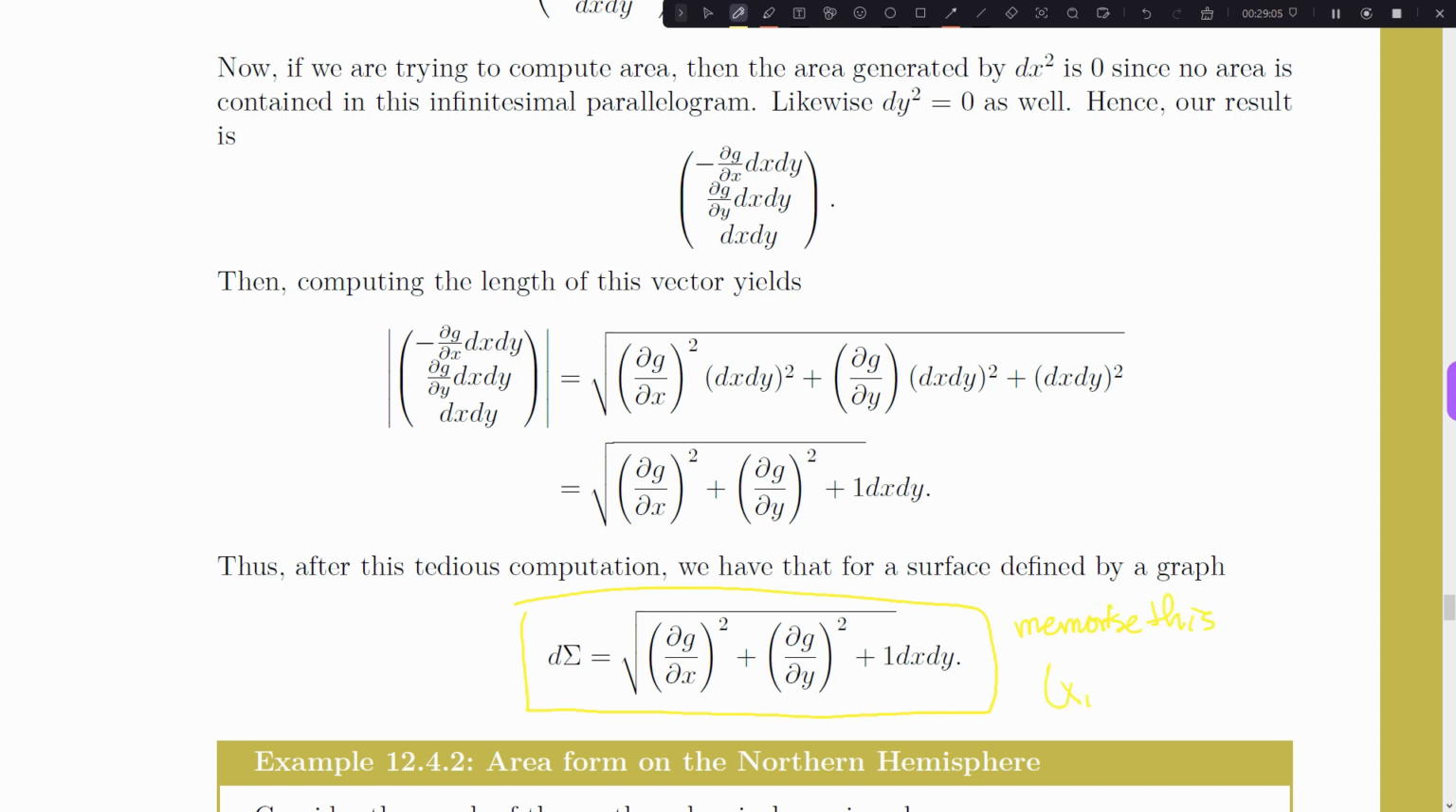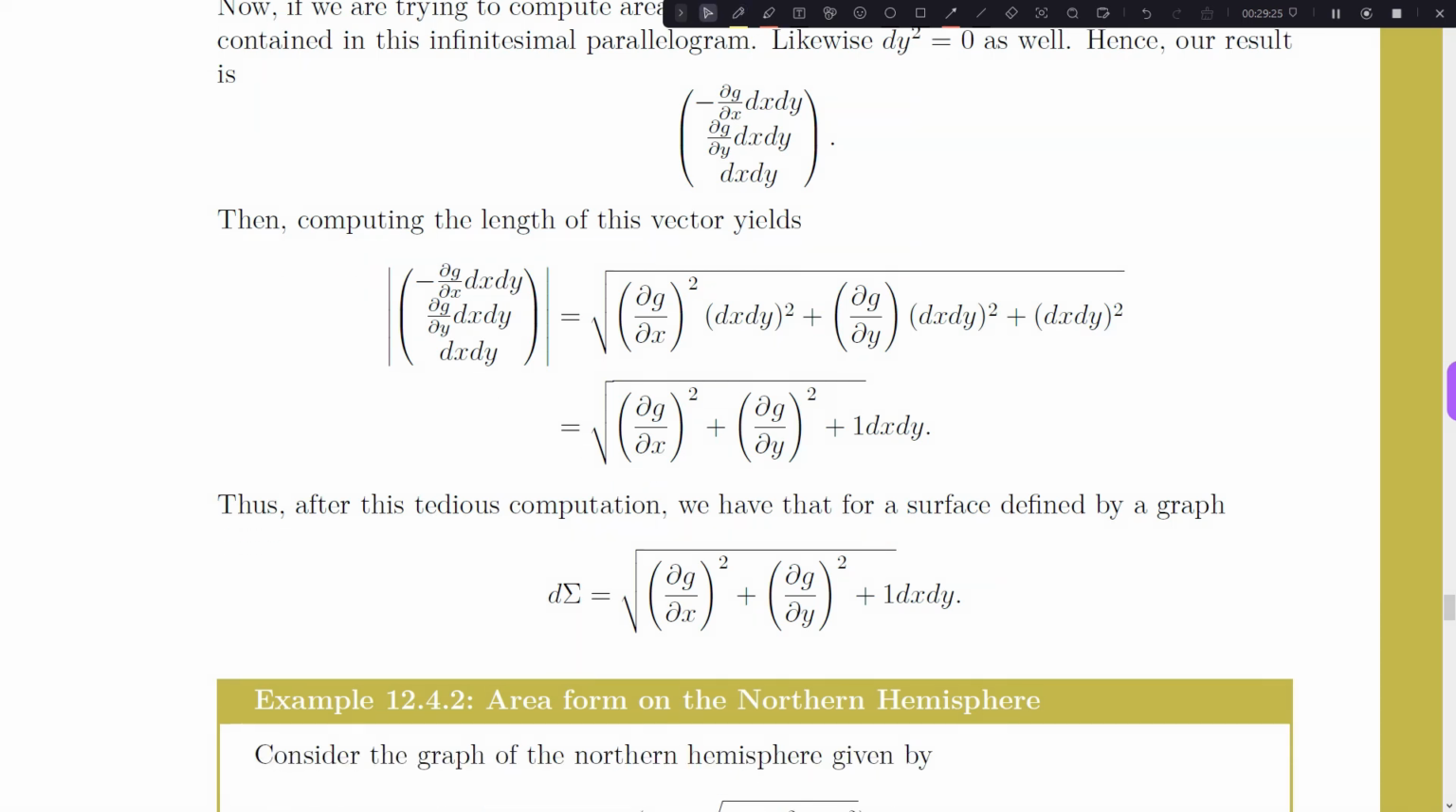Okay, and this is specifically for the graph xy. In this case, they've given it a g instead of an f, but sigma for that surface, that's something that you're just going to want to know. So let's actually compute the next one, the surface area for the northern hemisphere, right?